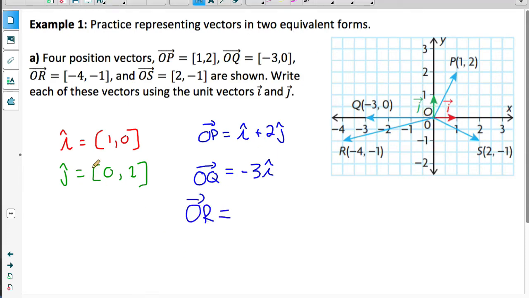So now let's try vector OR. It's given to us as a position vector, so we know tip is at (-4, -1), tail is at the origin.